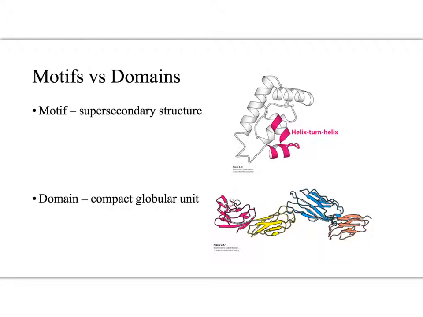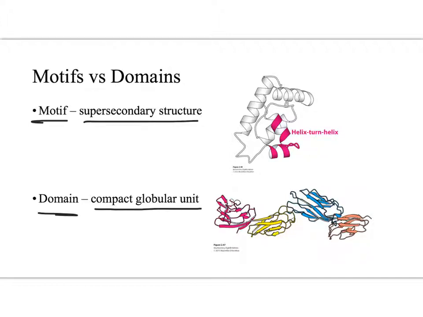Now, as these proteins are coming together and forming these larger interactions, I think it is important to note that there are differences between those supersecondary structures that we've observed and these overall larger compact globular units. We refer to supersecondary structures as motifs, whereas these compact globular units that are coming together, we refer to as domains within the overall structure.